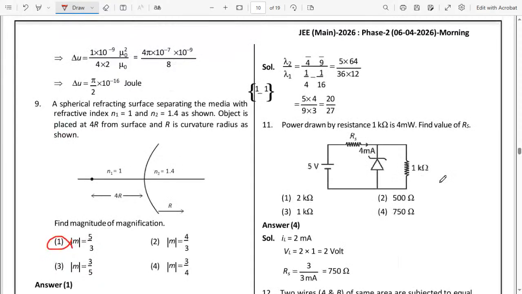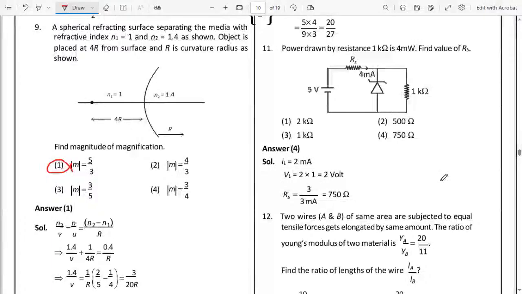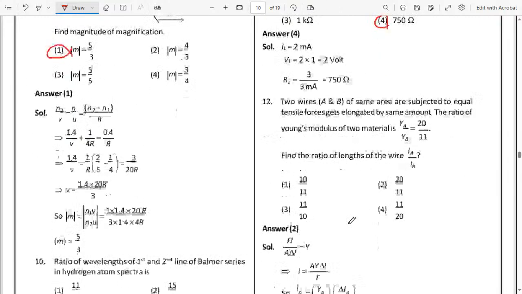Next, question number 11. Power drawn by resistance 1 k ohms is 4 MW. Find value of RS. Here answer is 4, students. That is 750.